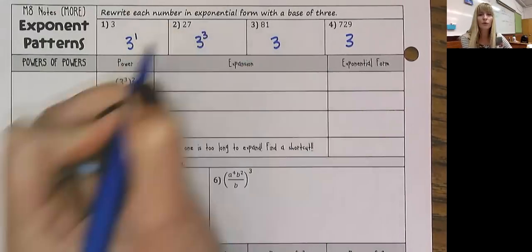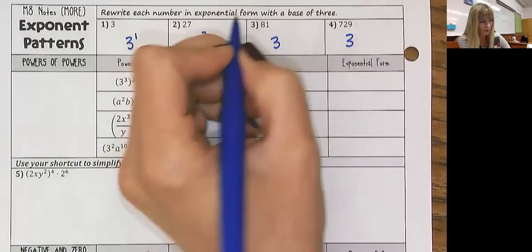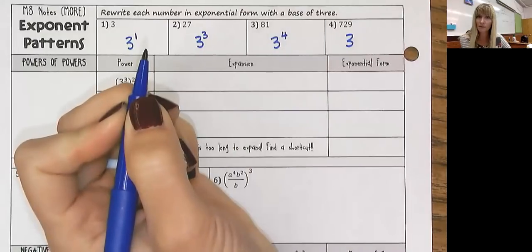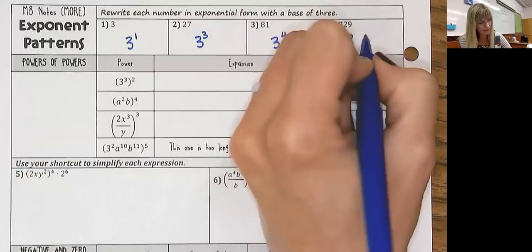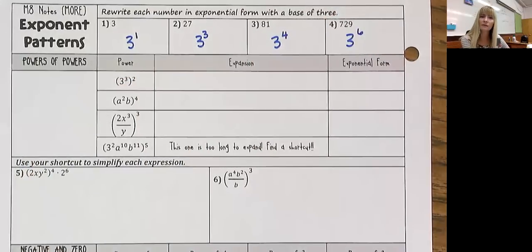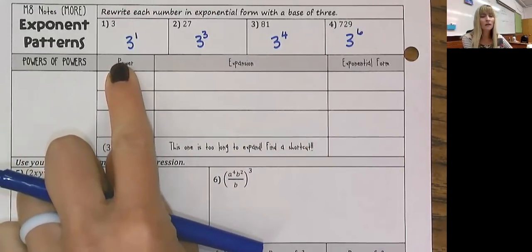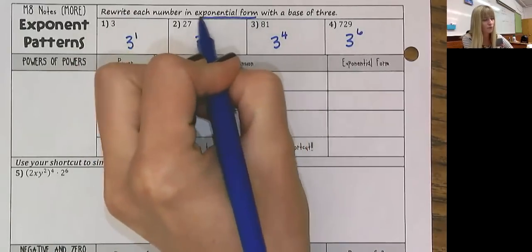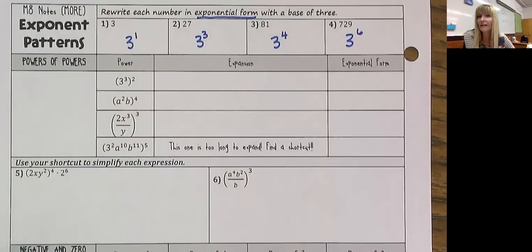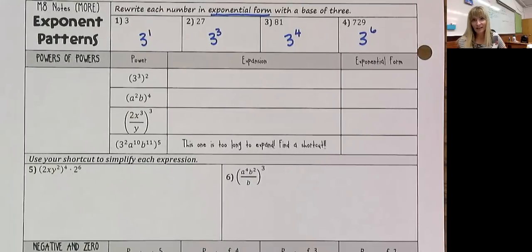27 is equivalent to 3 to the 3rd, and you can type it in your calculator if you don't believe me. 81 is equivalent to 3 to the 4th. 3 times 3 is 9 times 3 is 27 times 3 is 81. And 3 to the 6th is equivalent to 729. Once again, reminding you that a lot of numbers can be written in a different form called exponential form. It's not actually a different mathematical value, but it is written in a different form.